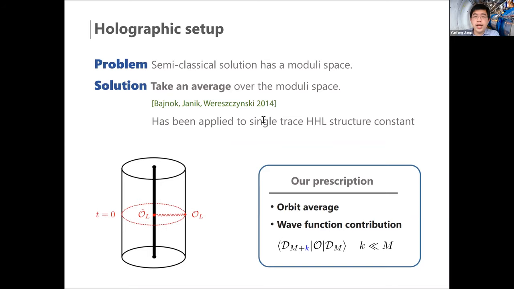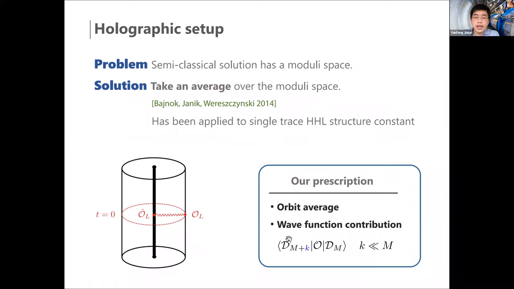There they proposed that the correct prescription is to take an average over the moduli space. Namely, you need to take into account this whole family of solutions, and then take an average. This is called the orbit average. In the same paper, it was applied to the computation of the heavy-heavy-light structure constant of three single trace operators. Here we want to emphasize that in the computation of two giant gravitons and one single trace operator, it is also very important to take into account this orbit average.